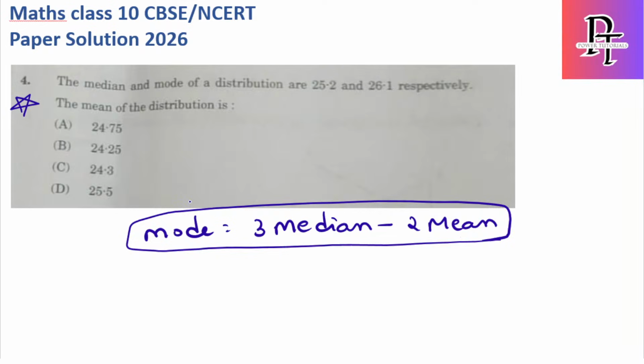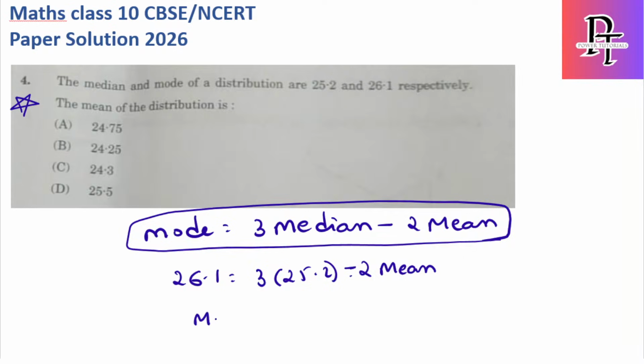So definitely they will provide you two values and ask you to find the third value. Here in this question, they have provided the median and the mode, and they're asking for the mean. So mode is 26.1, which is equal to 3 into the median, which they have provided as 25.2, minus 2 mean.